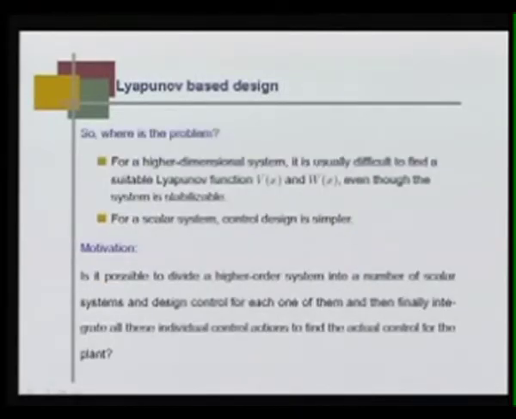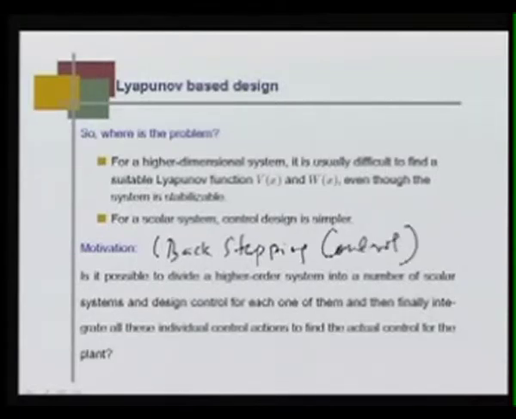But what is the problem? The problem is, for a higher dimensional system, it is usually difficult to find a suitable Lyapunov function V x and w x, even though the system is stabilizable. For a scalar system, control design is simpler. So, the motivation for backstepping control: is it possible to divide a higher order system into a number of scalar systems, design control for each one of them, and then finally integrate all these individual control actions to find the actual control for the plant?